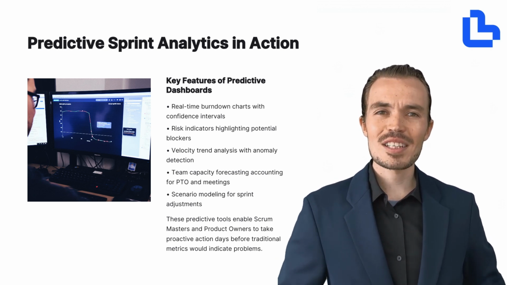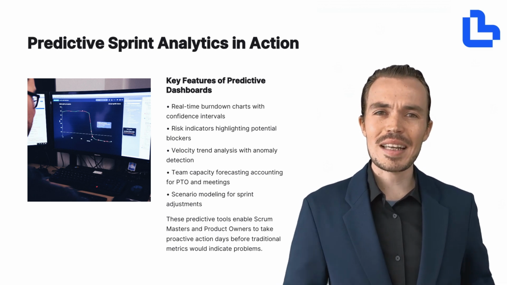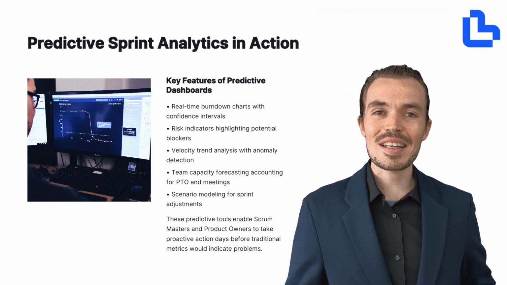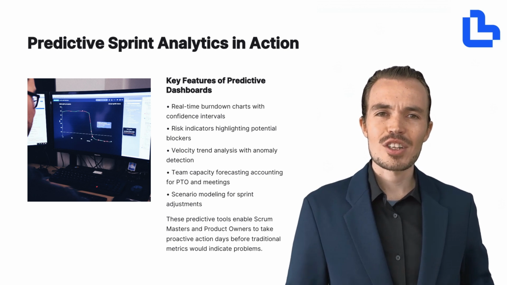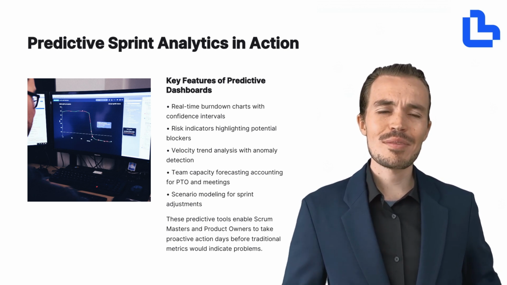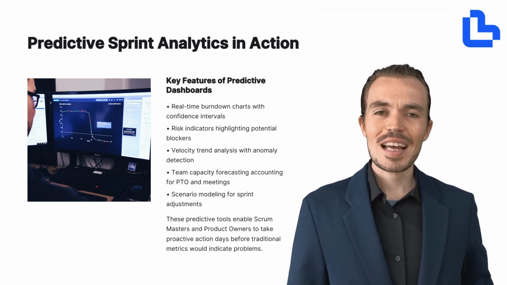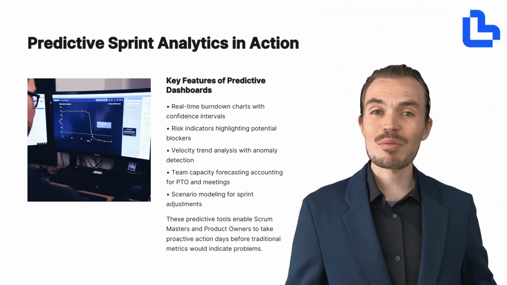Then there's team capacity forecasting. The AI accounts for PTO, meetings, and other non-development time to give a more accurate picture of what your team can realistically deliver. Finally, scenario modeling allows you to simulate adjustments, like removing a story or shifting resources, and see how it would impact sprint outcomes. This empowers teams to make informed decisions quickly and confidently. Together, these tools transform sprint management from reactive to proactive, enabling better outcomes and more predictable delivery.